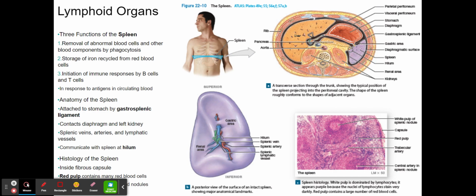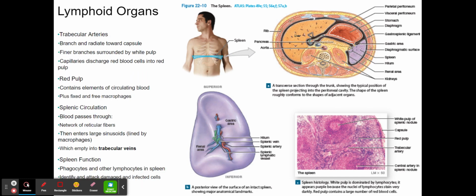The cell population of the red pulp includes all of the normal components of circulating blood, plus fixed and free macrophages. The structural framework of the red pulp consists of a network of reticular fibers. The blood passes through this meshwork and enters large sinusoids, also lined by fixed macrophages. The sinusoids empty into small veins, which ultimately collect into the trabecular veins and continue towards the hilum.